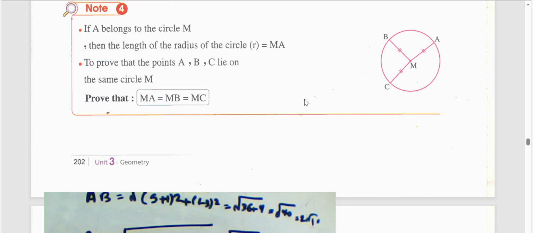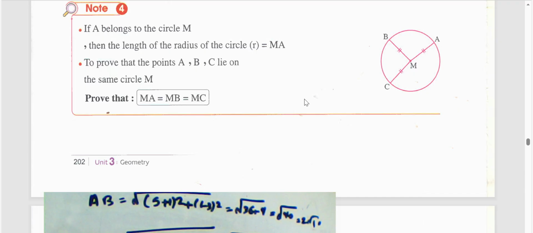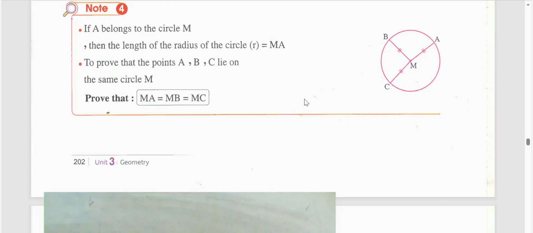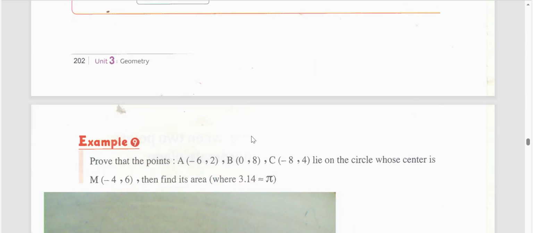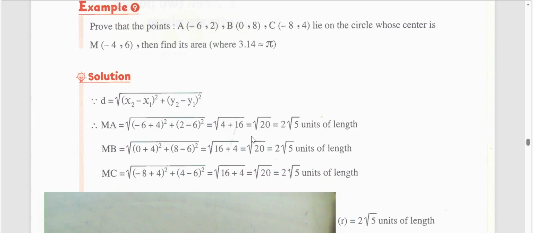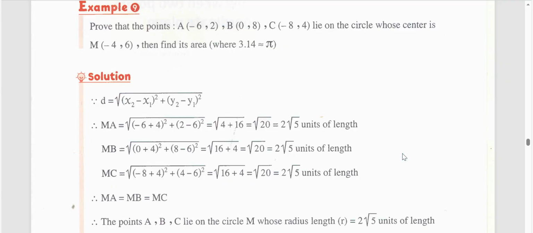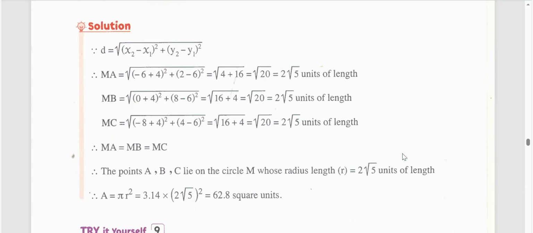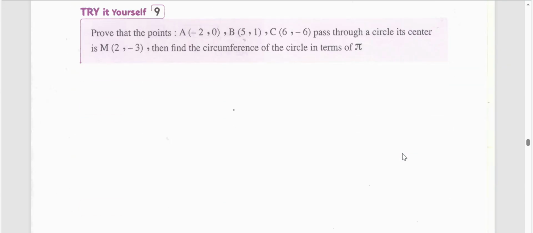Now we have the circle. All sides or radii of a circle are equal in length. Example number 9. Solve it here. We want to find the circumference of the circle. The circumference equals 2 pi r, and the area equals pi r power 2. Now prove that the points pass through a circle with center M (2, negative 3), and then find the circumference of the circle in terms of pi.